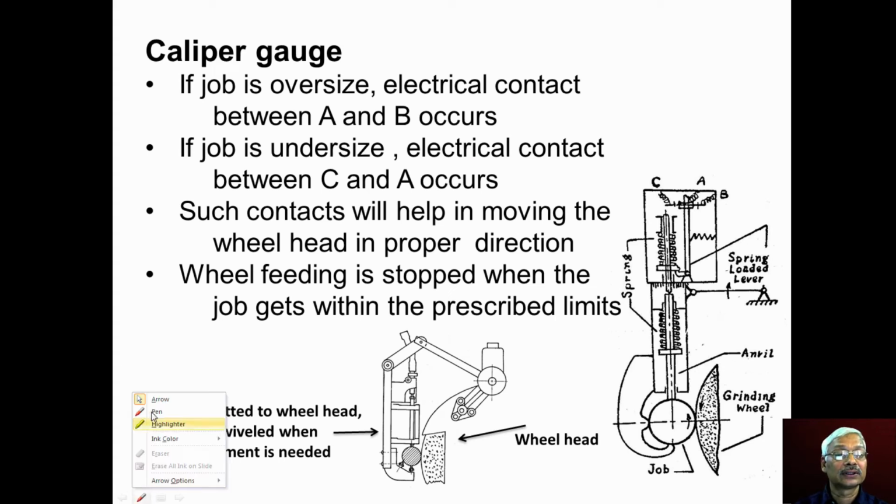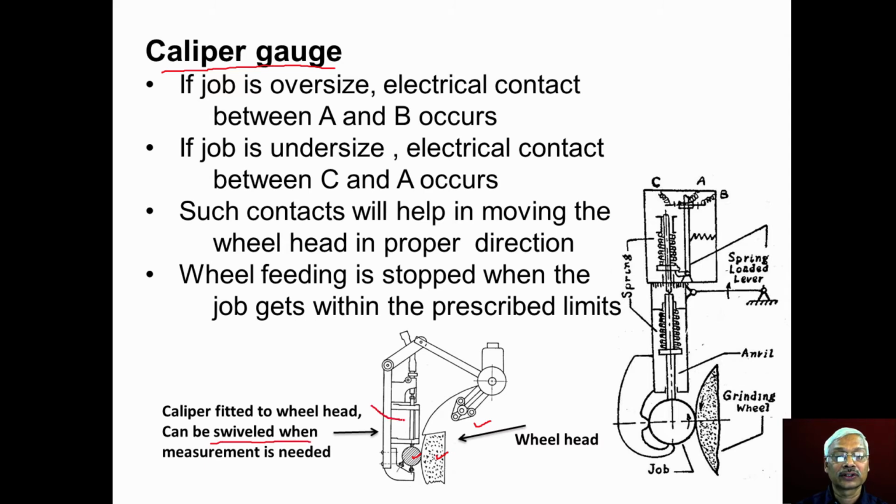Now we have another type of system which is the caliper gauge. You can see in this diagram we have the grinding wheel and then we have the wheel head. Now this is the workpiece and this is the caliper system, which is fitted to the wheel head, and this caliper can be swiveled in this direction, and whenever the measurement is required, this can be swung and it will be in this position. Whenever the measurement is not required, it can be removed from this position.